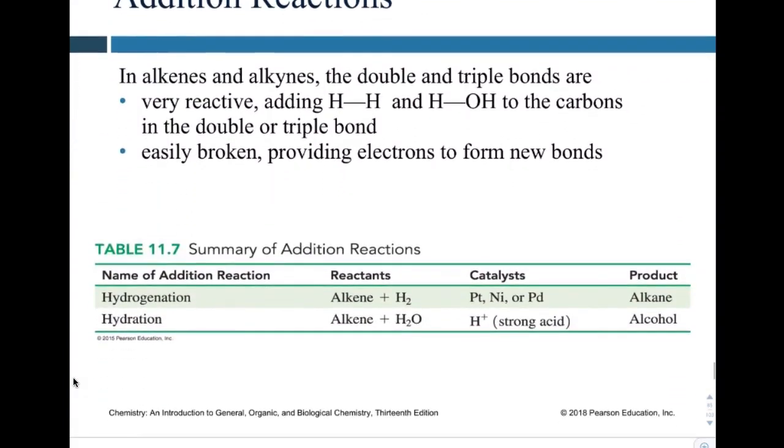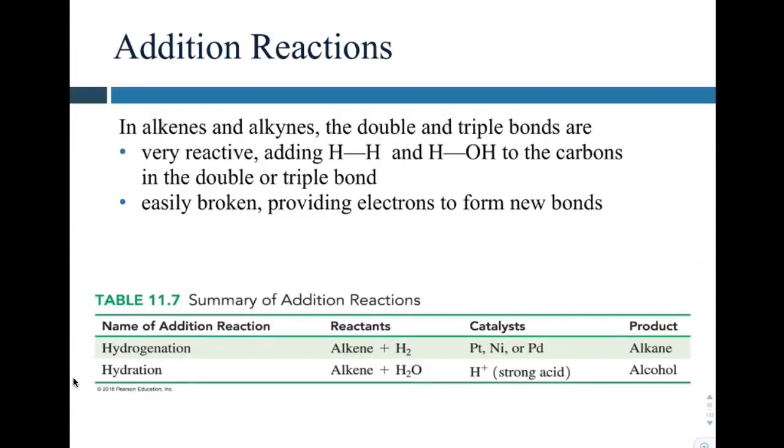In addition reactions, you have two kinds of reactions you could do with alkenes. You can do hydrogenation, which is adding hydrogen, or you can do hydration, which is adding water. If you do hydrogenation, you need a catalyst of a particular metal, platinum, nickel, or palladium, Pd, and you make an alkane. You just add more hydrogens, you totally saturate it into an alkane. If you do a hydration, you add water to it, and you have to use a strong acid as a catalyst, and you make an alcohol, because we're trying to get that OH group connected.